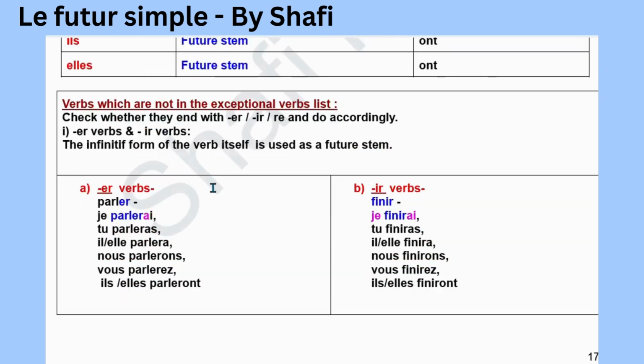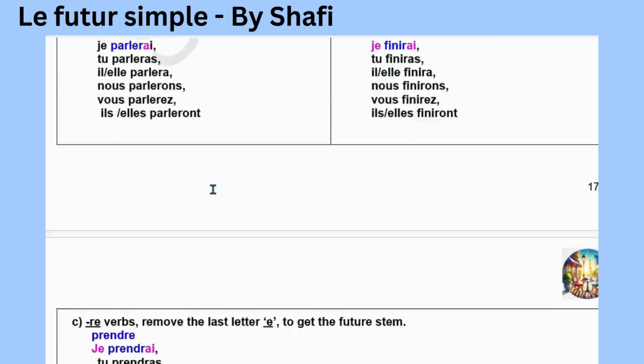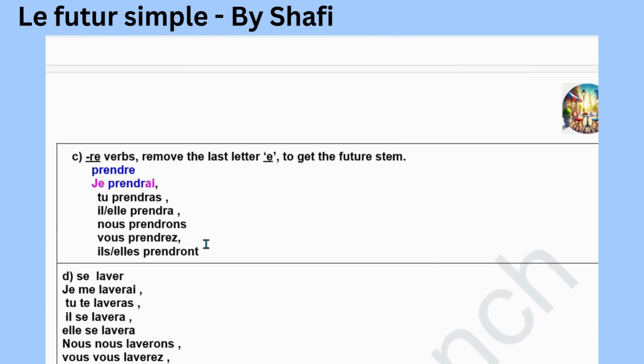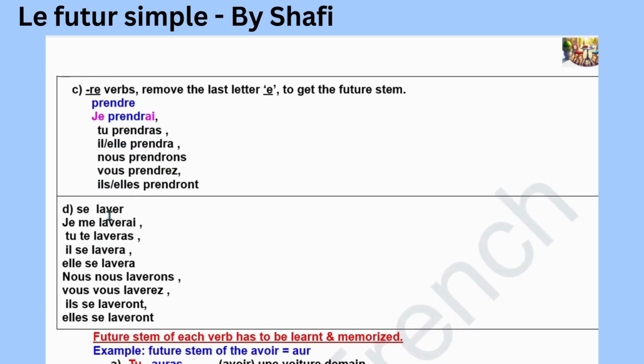Now, what about other verbs which are not exceptional verbs? They have been divided into 3 categories. It could be ER ending verbs. For ER ending verbs, you have to write as it is the infinitive form of the verb and then add the future endings. For IR ending verbs, write as it is the full verb in infinitive form and add the endings. And for RE verbs, remove the E and add the endings. So you can form. And pronominal verbs also, most of them are ER verbs. You have to write as it is.